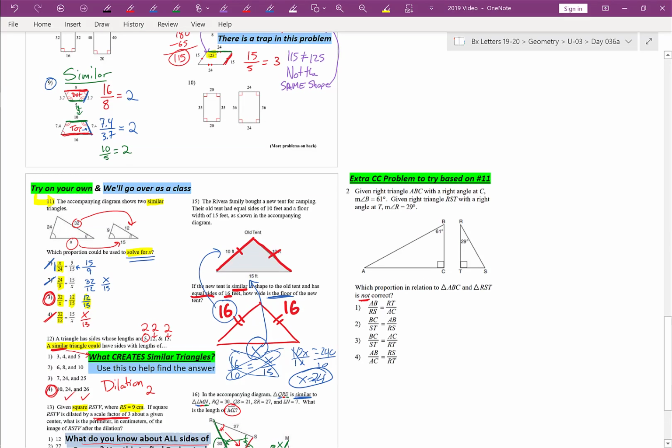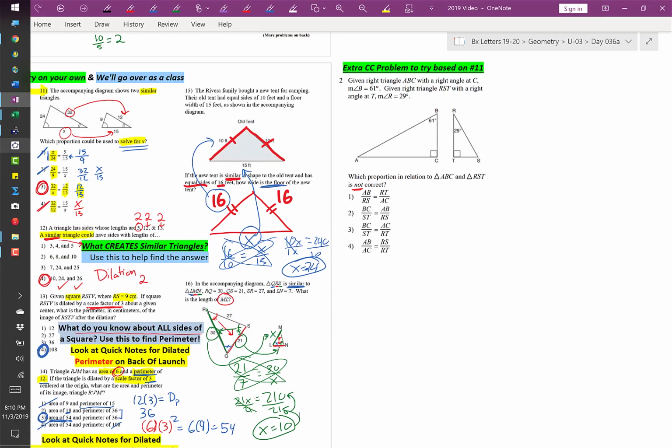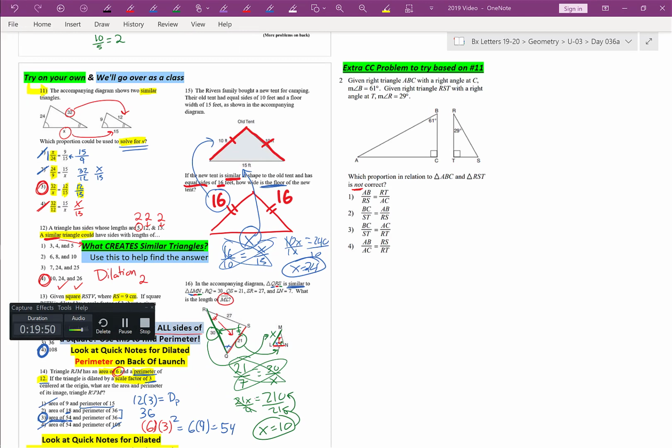So at this point, I think we've kind of solved all the hard ones. And you can try out the exit ticket and kind of show that to me, and then hand that in on your way out.